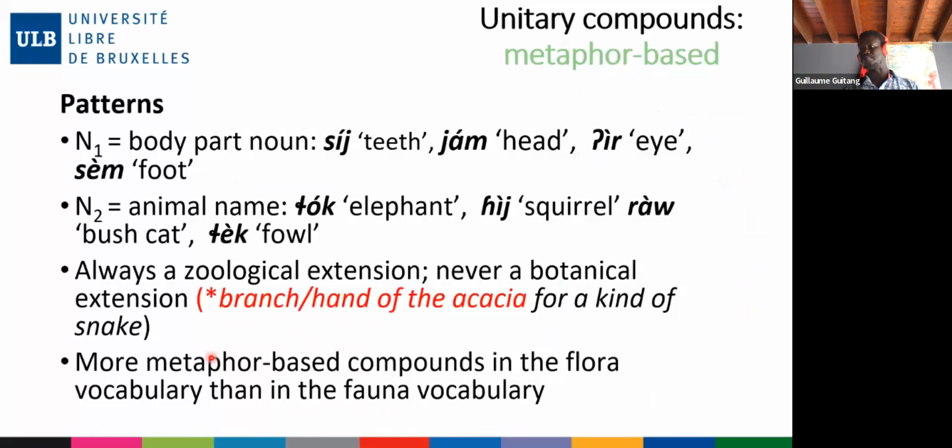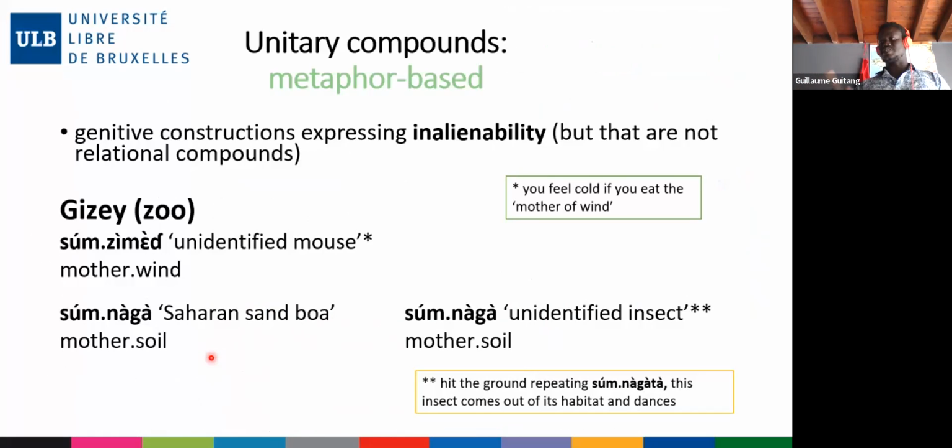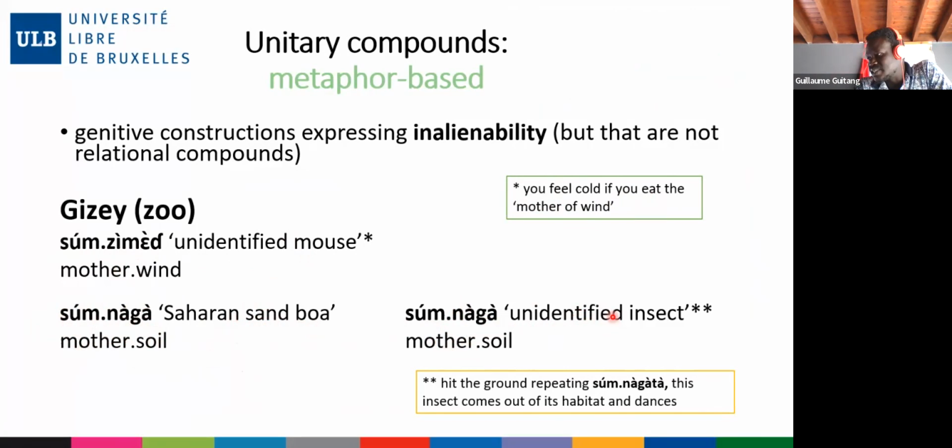Now, you also have genitive constructions expressing inalienability, but which are not relational compounds, that don't involve body part projection on the referent. So you have examples here, Sumzimetna, which is the mother of the wind. Apparently, if you feel cold, you eat the Sumzimetna. Then you also have the mother of the soil, Sumnagata, which is the Saharan sand boa, and which also refers at the same time to this insect that was not identified. And apparently, if you hit the ground singing Sumnagata, Sumnagata, Sumnagata, this insect comes out of its habitat and dances to the tune of your song. So this is some interesting information on the insect.